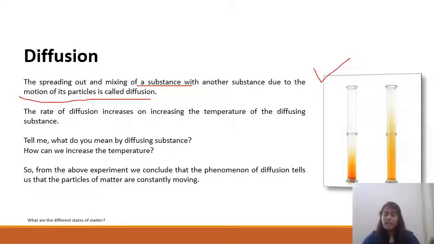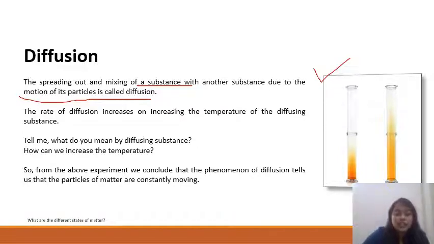As you can see, suppose I'm sitting in this room, okay, and I'm breathing. So while breathing, what am I breathing? I'm breathing air. In air, what? Oxygen. So it means in my room, in my surroundings, the particles of air are present. In the same way, the particles of one substance and the particles of another substance get mixed, but due to their own motion, no other party, due to their own motion. So that is known as diffusion.